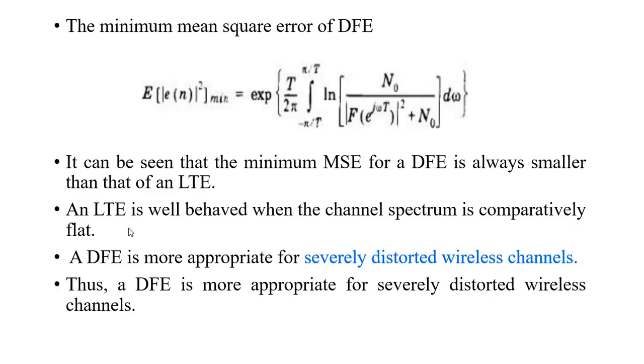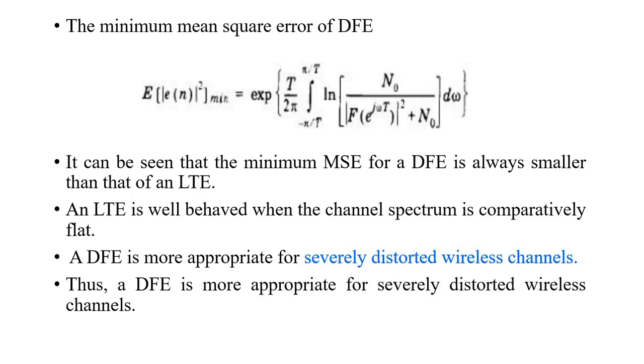Now the LTE, the linear transversal equalizer, will be well behaved when the channel spectrum is comparatively flat. That is, normally the bandwidth of the input symbols, the input data, is less compared to the coherence bandwidth of the channel, so we can say that the spectrum will be very flat. Based on the performance of the DFE, we can say that this equalizer is more suited for severely distorted situations in wireless communication channels.